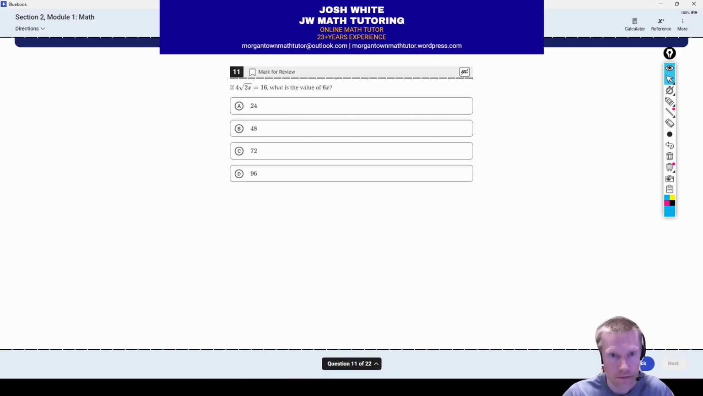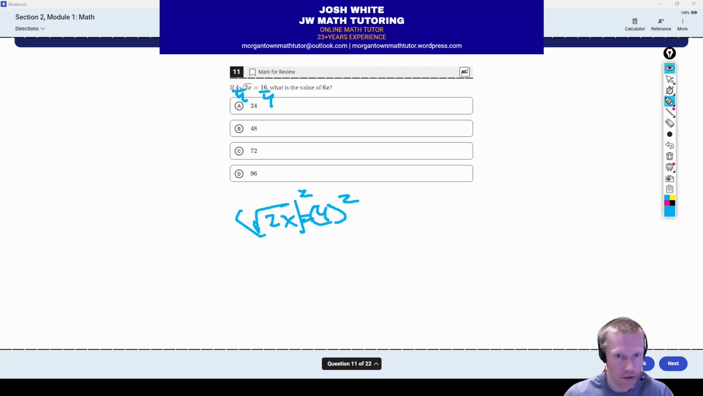All right, next up, we have an equation here, but they want to know what 6x is, not what x is. There are multiple ways you could do this, although they're relatively similar. First thing I would probably do is divide by 4 to get root 2x equal to 4. Then I would square both sides, and that would give me 2x equals 16. And now, if you want to find 6x, technically what you do is multiply both sides by 3, and the answer is going to be B, 48.